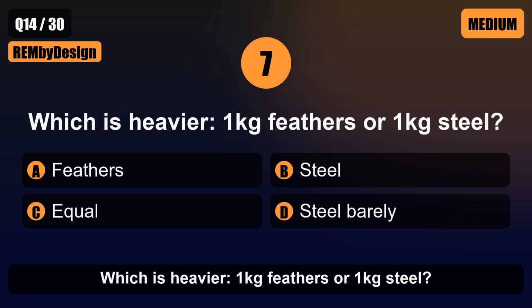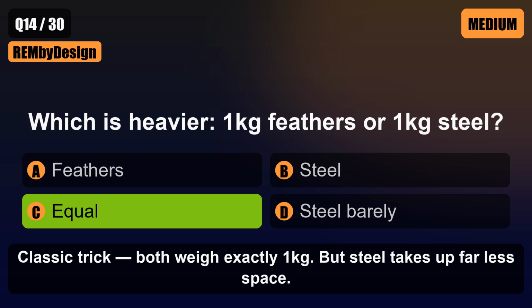Which is heavier, 1 kilogram feathers or 1 kilogram steel? A. Feathers, or B. Steel, or C. Equal, or D. Steel barely. The answer is C. Equal. Classic trick, both weigh exactly 1 kilogram. But steel takes up far less space.